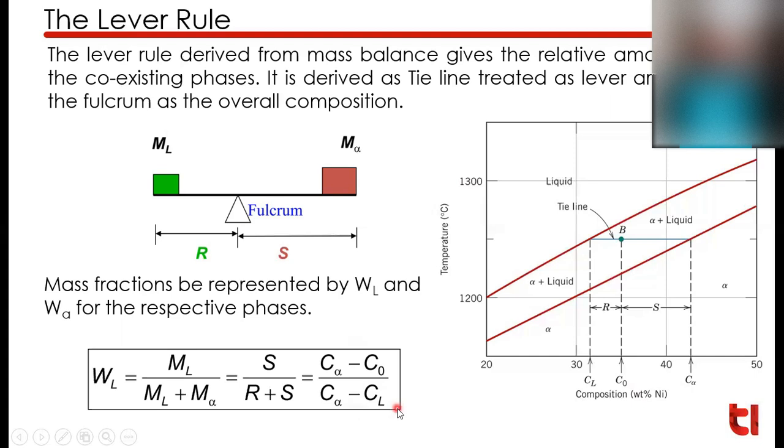If you want W alpha, that will be R upon R plus S, so that will be C naught minus CL divided by C alpha minus CL. That will give me the phase fraction of solid. So WL plus W alpha is equal to 1 always. If you want a percentage, you can write 100%.